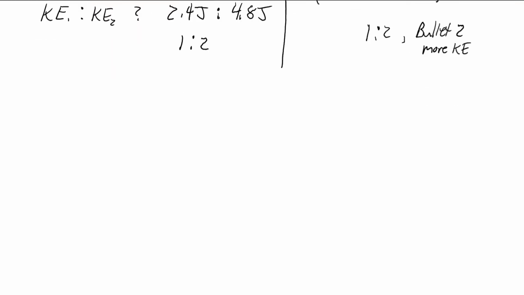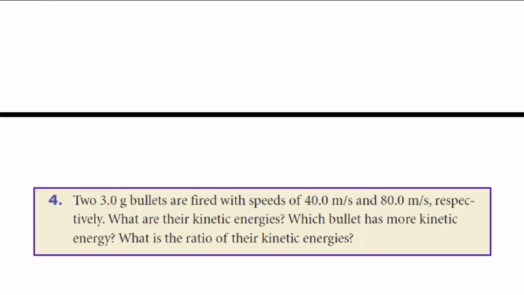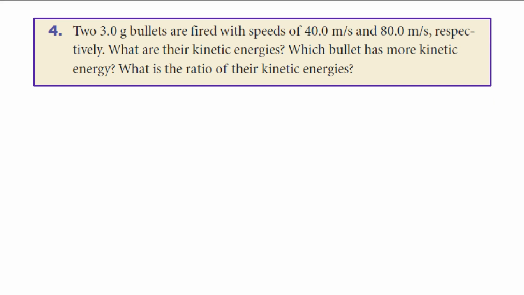Okay, this video is already 15 minutes long. Let's see, number 4. Two 3-gram bullets are fired with speeds of 40 meters per second and 80 meters per second, respectively. What are their kinetic energies? Which bullet has more kinetic energy, and what is their ratio? That's like what we just talked about.